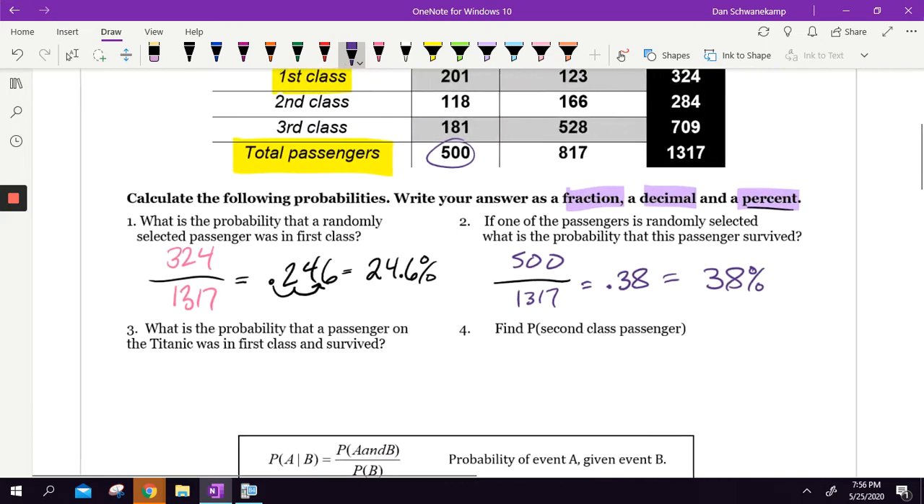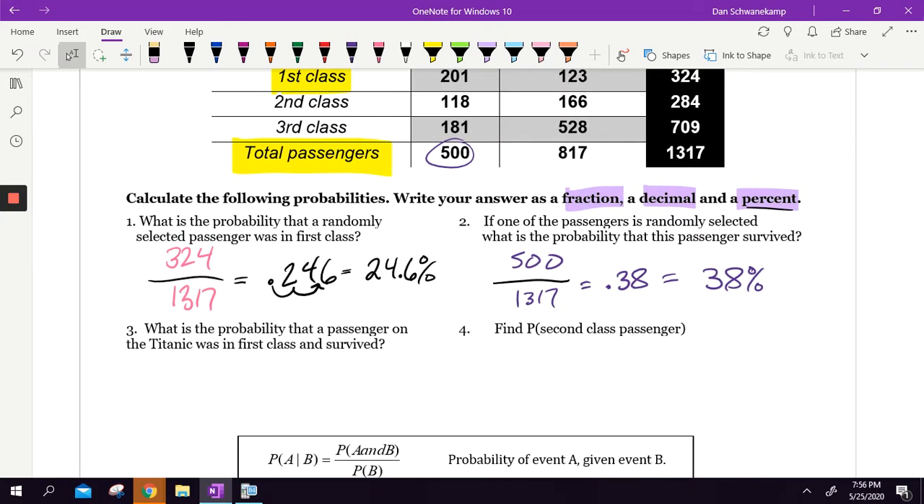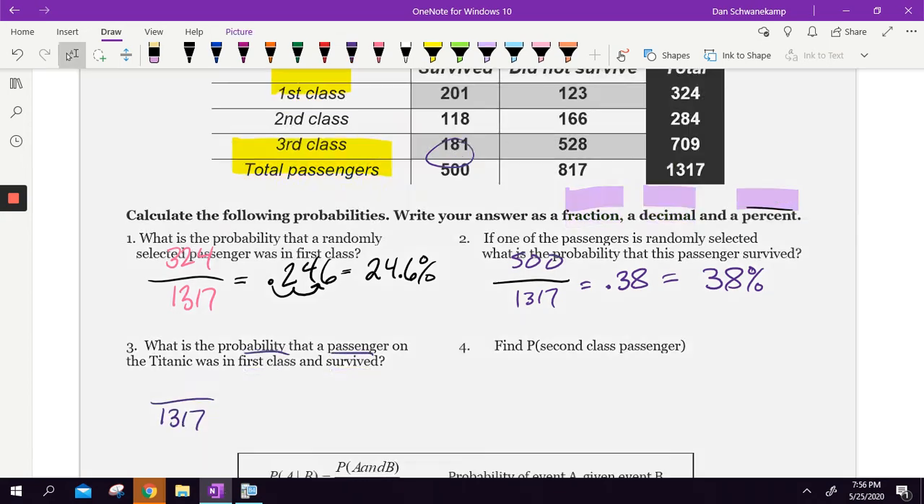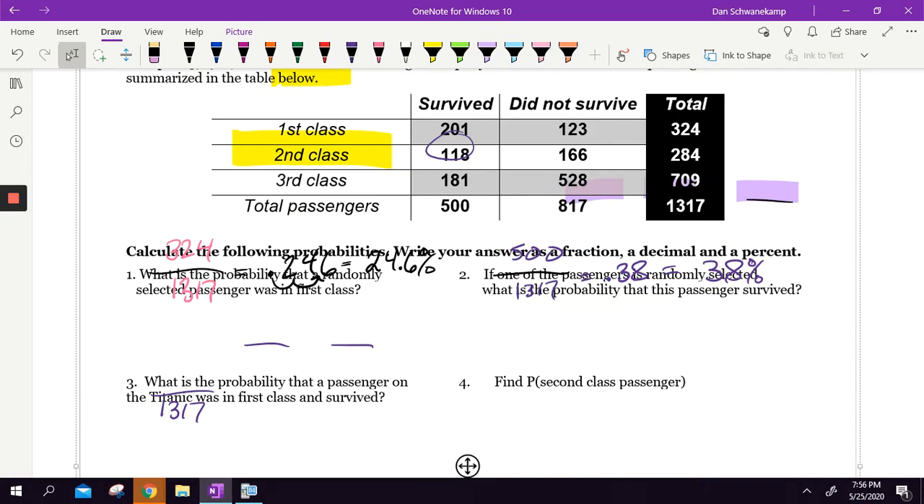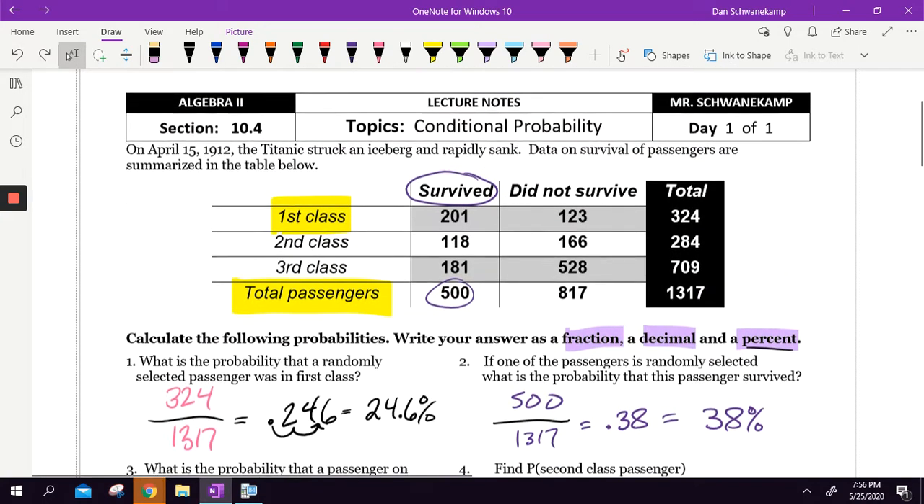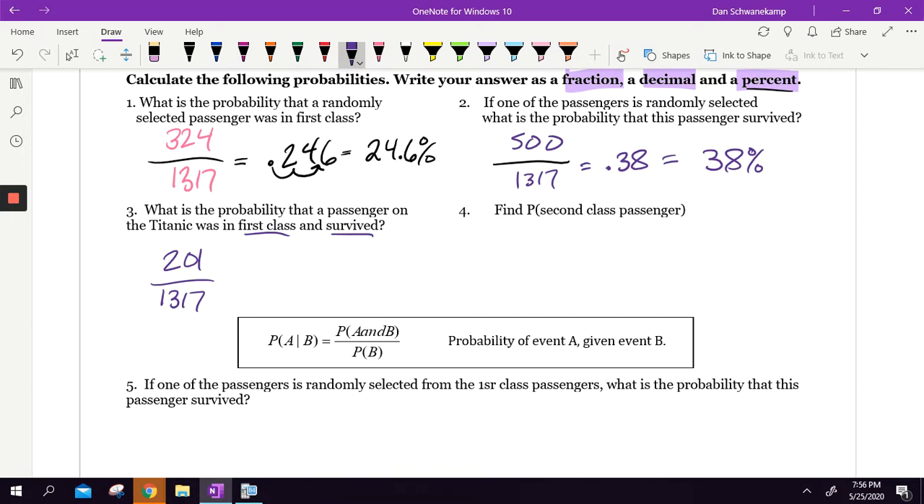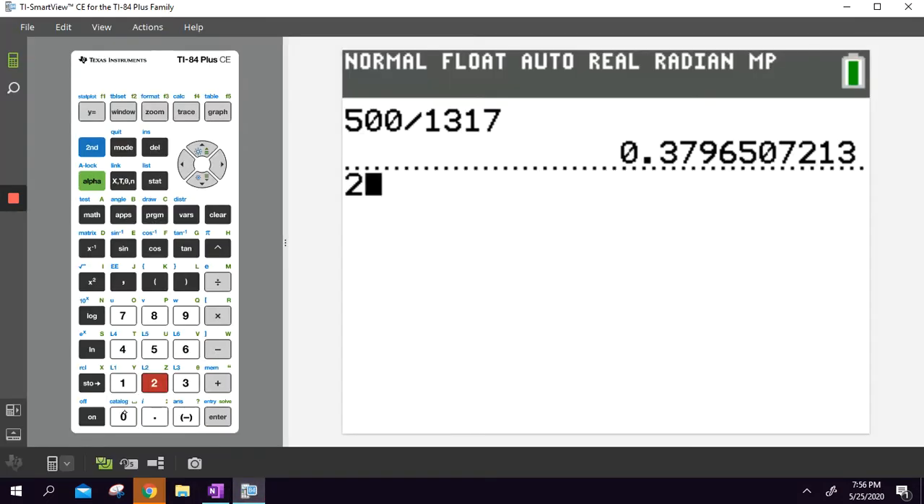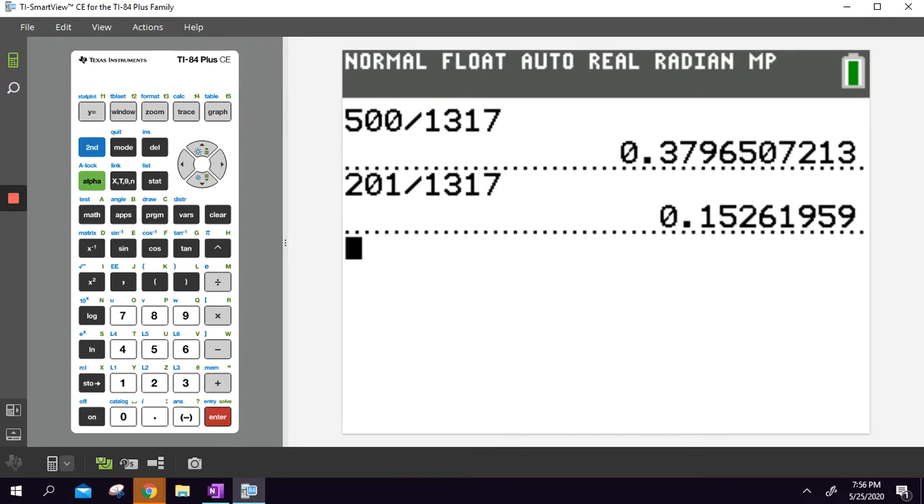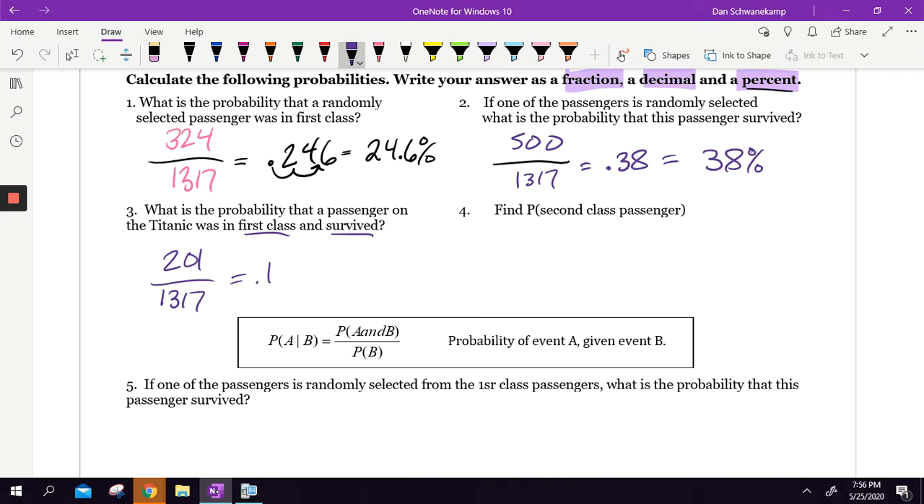So not even half. What is the probability that a passenger on the Titanic was first class and survived? All right, so first class and survived. So again, we're over 1317. First class and survived. So I would want to look at first class and survived. 201 people were in first class and survived. So that goes there. 201 divided by 1317 is 0.153 as the decimal, or 15.3%.